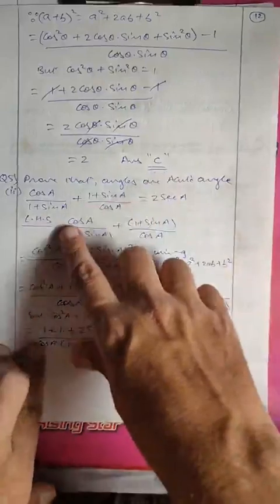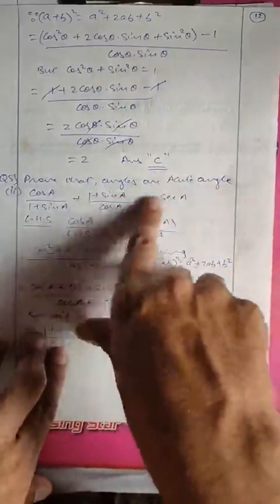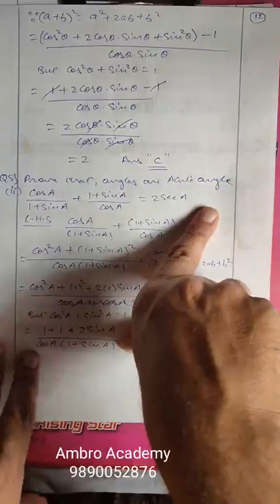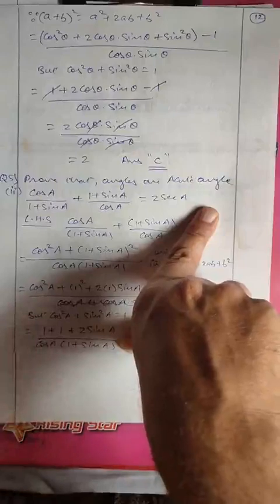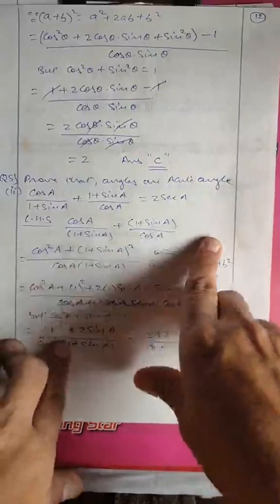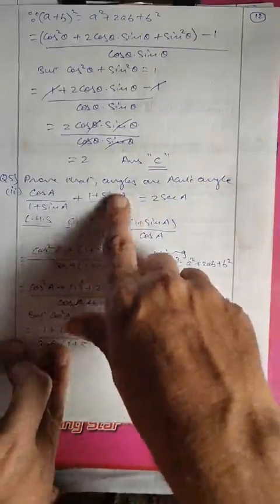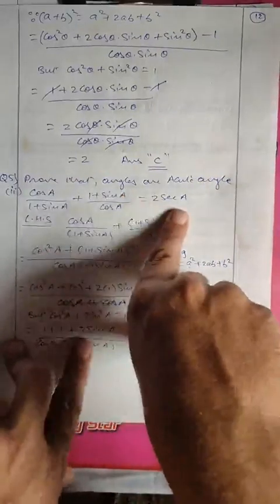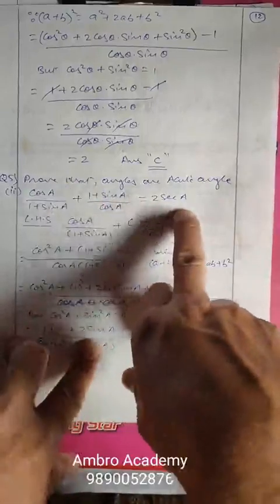Now question number 5 I have solved. Prove that, given that the angles are acute. We need to prove that, and all the angles are acute angles. Acute angles means less than 90 degrees. So here it is already given, they are in the first quadrant. So we need to take the positive value. So cos A upon 1 plus sin A plus 1 plus sin A upon cos A is equal to 2 sec A. Clearly we can solve the left hand side because the right hand side is already simplified, 2 sec A.